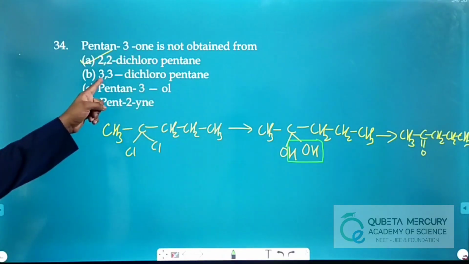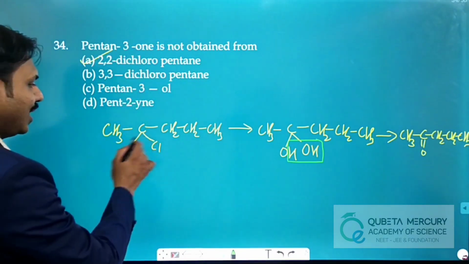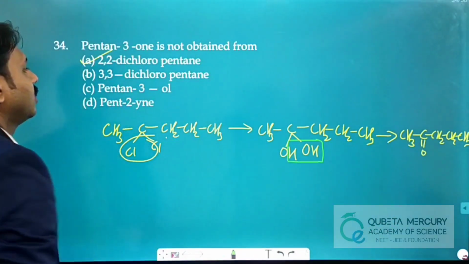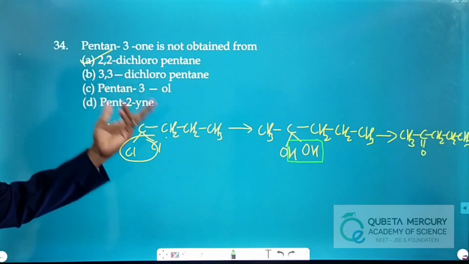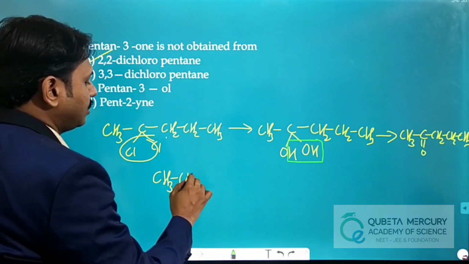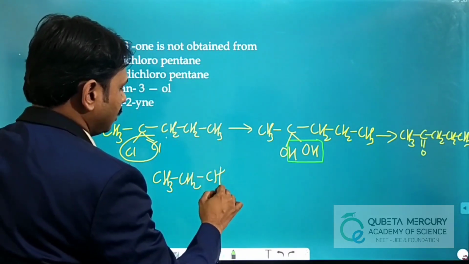Do the same here, 3,3-dichloro. Instead of here, if it were here, then you will get 3-one. So that can give pentan-3-one. Oxidation of pentan-3-ol gives pentan-3-one. Next option is pentan-2-yne. I am detailing all examples.